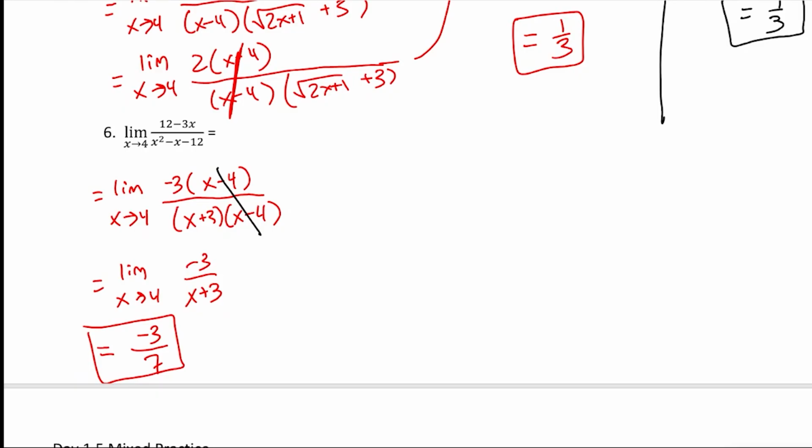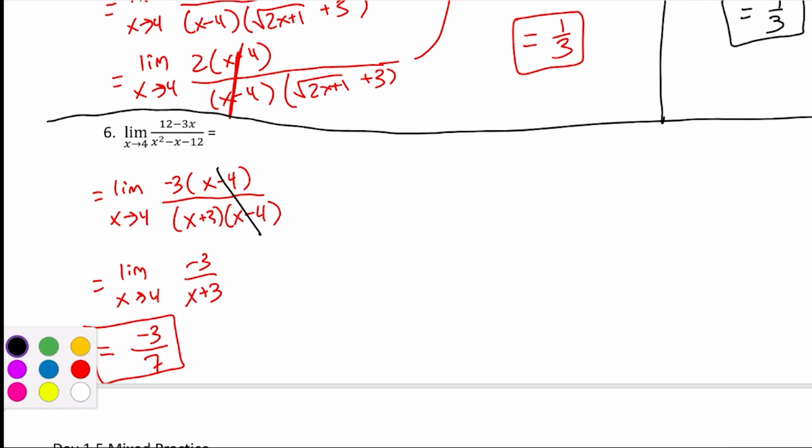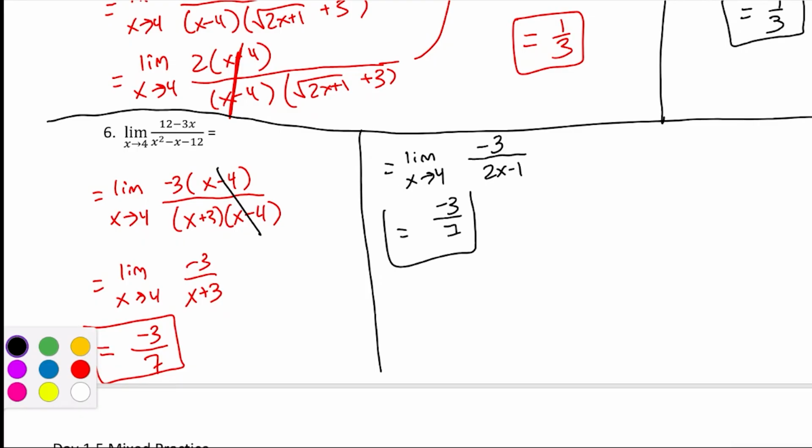Now this one is not so bad as long as your factoring skills are decent. But once again, we could use L'Hopital's rule here. So if I were to use L'Hopital's rule, just to show you how this would work separately, this would equal the limit as x approaches 4 of negative 3 over 2x minus 1. And then if I substitute in 4, I'm going to get negative 3 over 7 again. So you get the same answer.